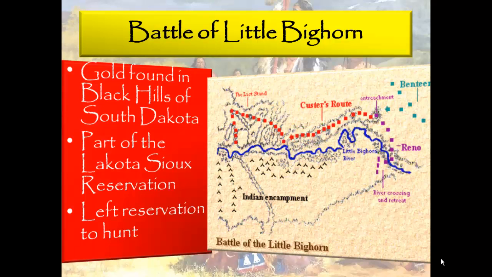And one of the last battles between Native Americans and American soldiers is going to be the Battle of Little Bighorn. It is going to arise out of the discovery of gold in the Black Hills of South Dakota. This was on a reservation, once again, that the Lakota Sioux had been forced to live on. Some of the Lakota Sioux were there, and basically we go back to that question, if the Americans are not going to abide by the treaties, then why should the Lakota Sioux abide by the treaties? And so many of them left the reservation to hunt the buffalo.